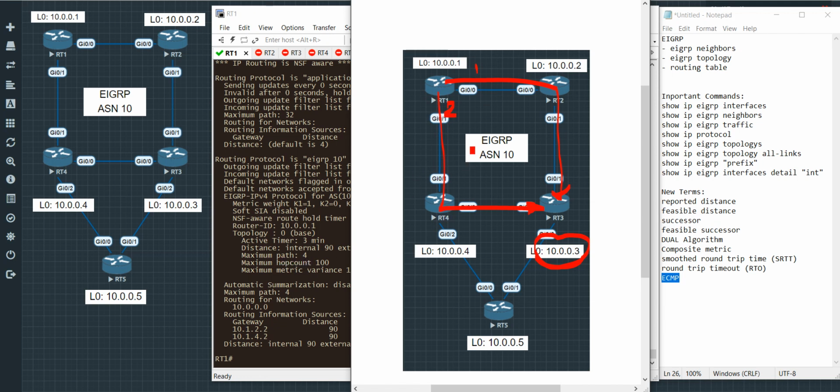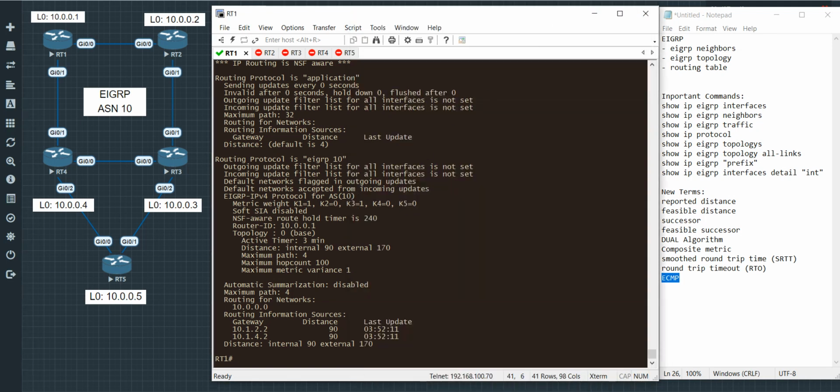So if there was another route to get to router 3, say for example there was another router here, now there's another path here, so now that's 3. So 4 is not the maximum path that it can configure. You can actually update that value from 4 to 6, but just EIGRP by default sets it to 4.